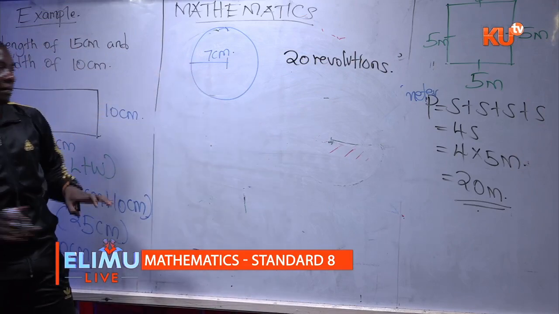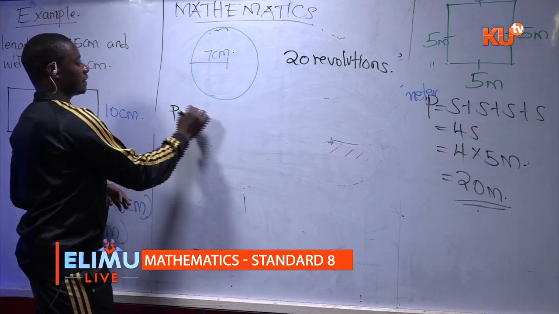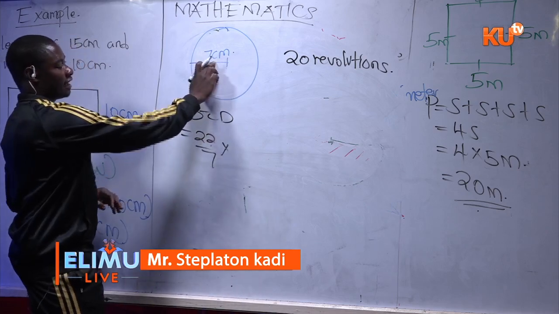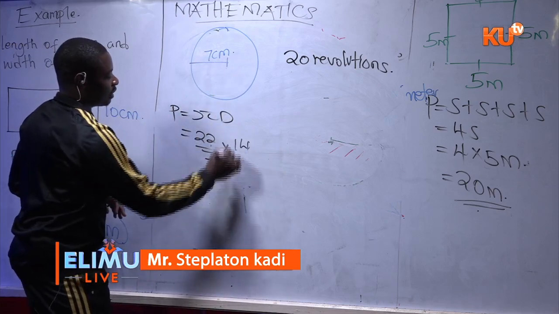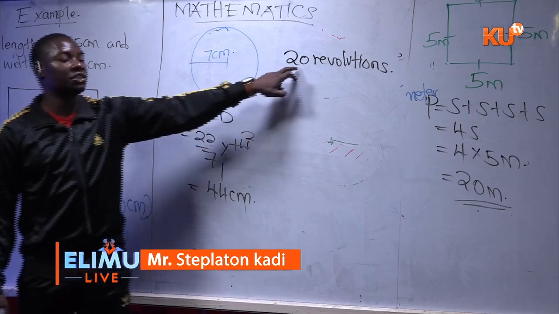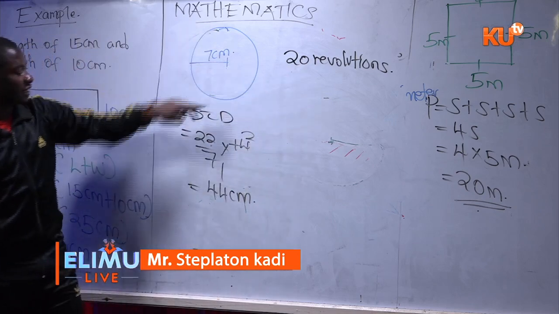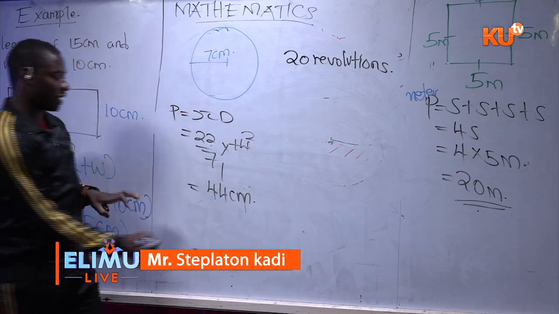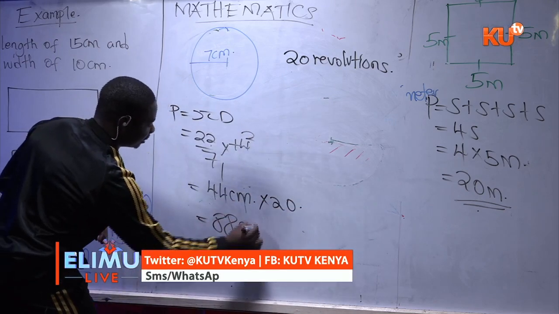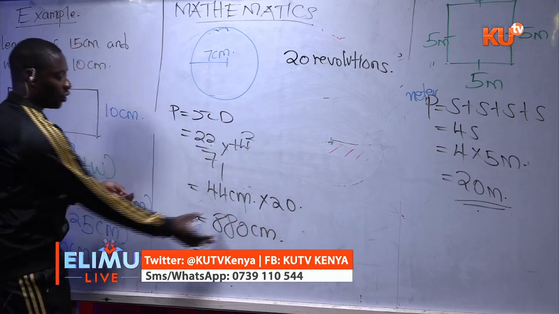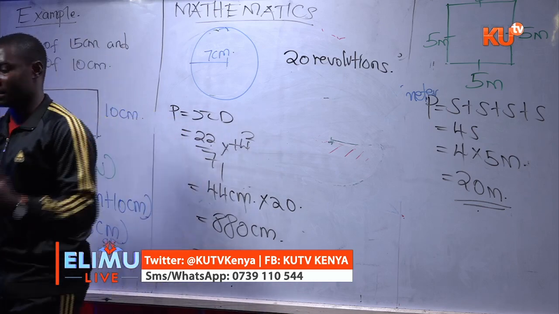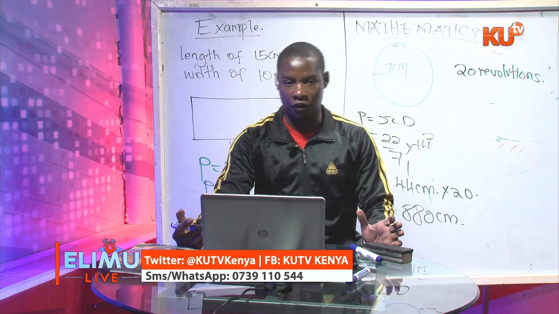First of all, you get the perimeter. So perimeter is pi d, which is 22/7. R is 7, so d is 14. 7 times 1 over 7 times 2, you get 44 centimeters. So it made 20 revolutions. This is the perimeter of 1 revolution. So multiply by 20. When you multiply by 20, you get 880 centimeters. So we can always change this into meters. That will be 8.8 meters. So that is one application of perimeter.